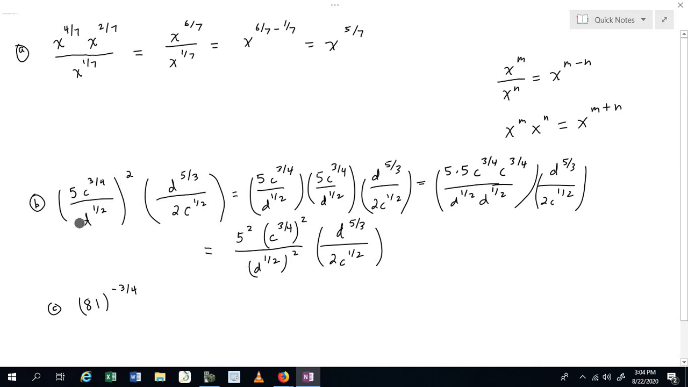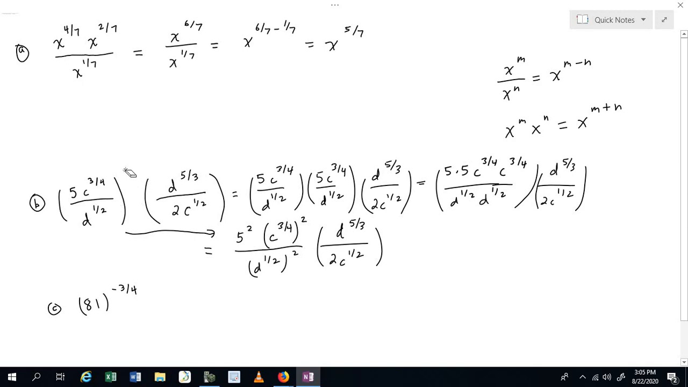Going back to this right here, when you square something like this, you can square each of the individual letters and numbers in here. So you can say 5 squared and then c to the 3/4 squared and then d to the 1/2 squared. So you could sort of skip directly to this step, right? By the way, this is also true if this were raised to like the 7th power. Ultimately, what will happen is each of these will be raised to the 7th power.